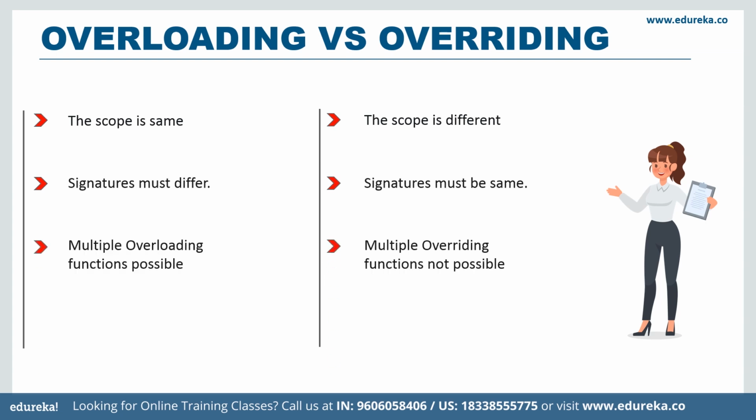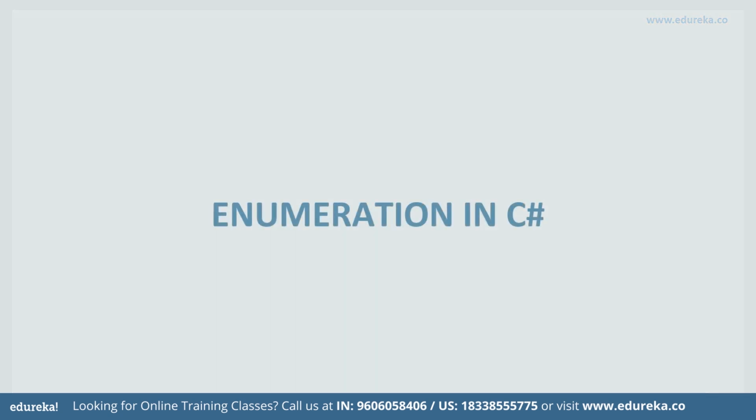The next difference is, in overloading, the signatures must differ, while in overriding, signatures must be the same, that is, the number of parameters. Followed by that, the third difference is, in overloading, multiple overloading functions is possible. In overriding, multiple overriding functions is not possible. The last difference between the both is, overloading can occur without inheritance, but overriding occurs only because of inheritance. With this, let us move ahead and understand enumeration in C#.